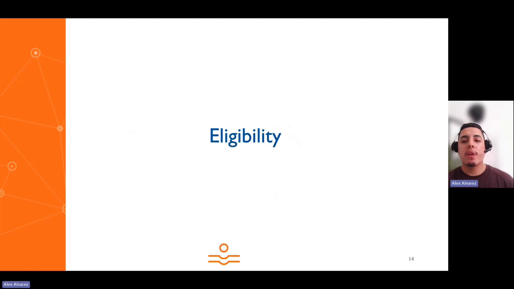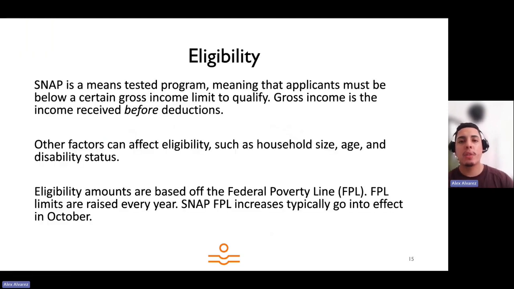All right, so here we're going to start off with our first portion, eligibility. So SNAP is a means tested program. What this basically means is that applicants must be below a certain gross income limit to qualify. And just so you know, gross income is the income that is received before any kind of deductions. There are other factors that can affect this, such as household size, age, and disability status. And then all of these amounts are based off of the federal poverty line. And then just so you know, the limit for that is raised every year, just to kind of go in line with the cost of living for each year. And the federal poverty line increases every October typically.